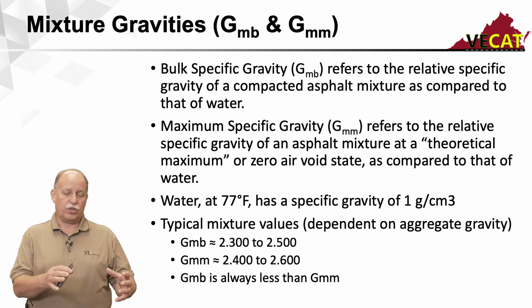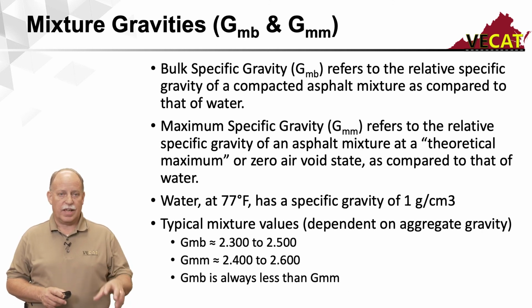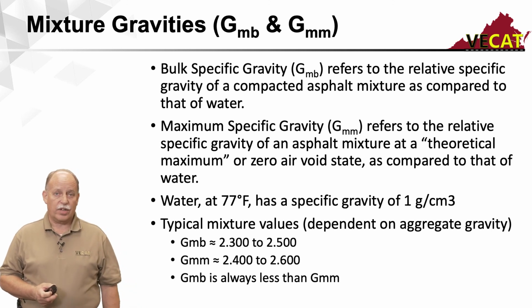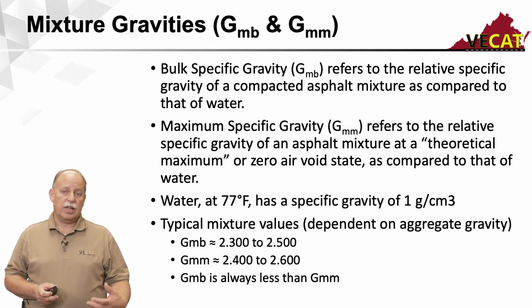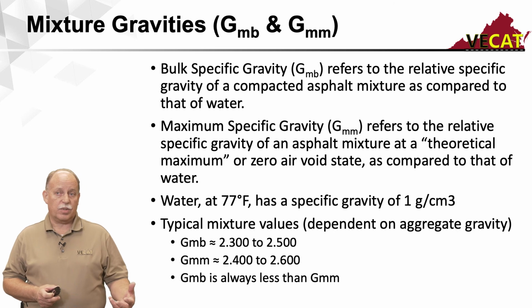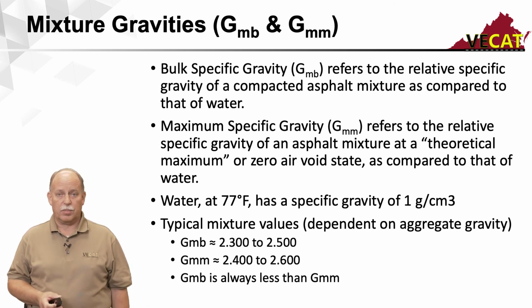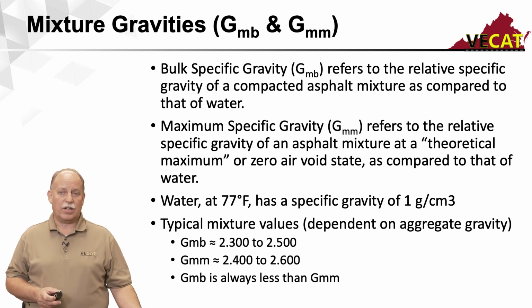So now you have a mixture that has zero air voids in it. It's all aggregates with no void space, aggregates and asphalt with no void space. That's the maximum that mixture can possibly achieve. Water at 77 degrees has a specific gravity of 1 gram per cubic centimeter. That's used in all of our calculations. Liquid asphalt has a specific gravity of, say, 1.07. That obviously varies a little bit from binder manufacturer to binder manufacturer. Everything's compared back to water here.